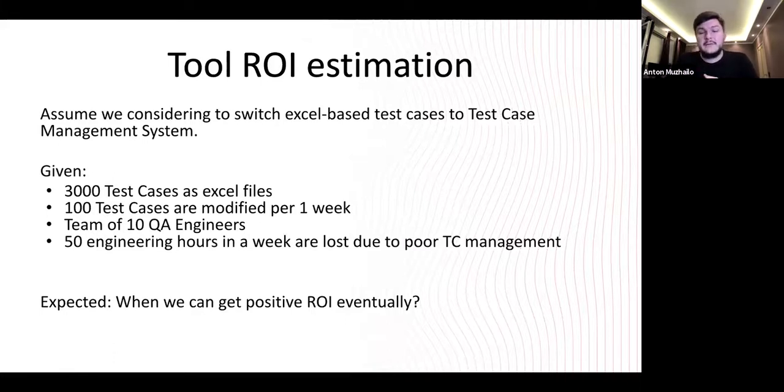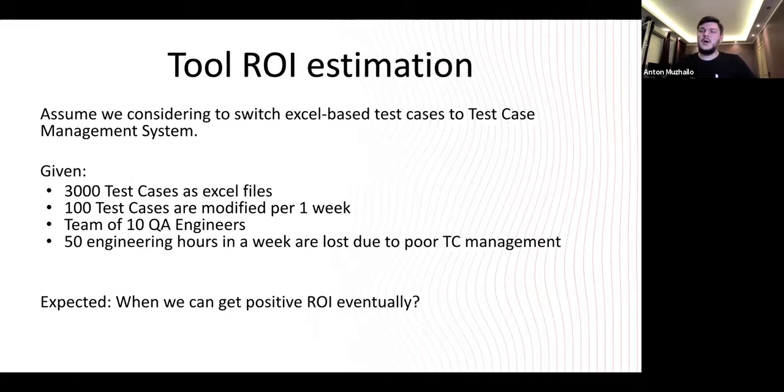Okay, so we have a team of 10 QA engineers, and we estimated 50 engineering hours on average in a week we're losing due to poor test case management, right? So what do we have here? 50 engineering hours, which means that each of the 10 QA engineers is losing 5 hours a week, just thrown away. And we do believe that a test case management system solves this problem. So we can get these 50 engineering hours back because of this system.